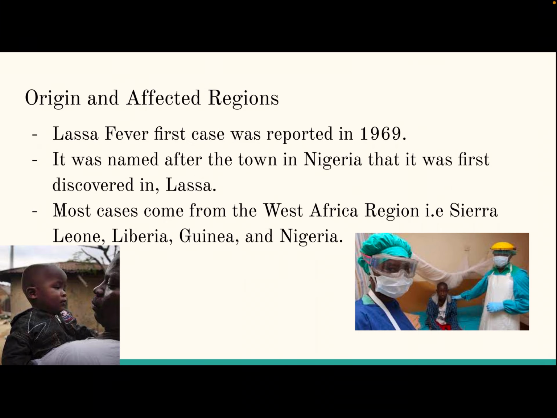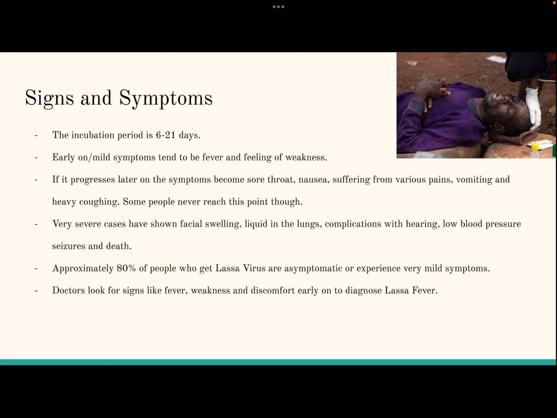Origin and infected regions. Lassa fever's first case was reported in 1969. It was named after the town in Nigeria that it was first discovered in, Lassa. Most cases come from the West Africa region, i.e. Sierra Leone, Liberia, Guinea, and Nigeria.